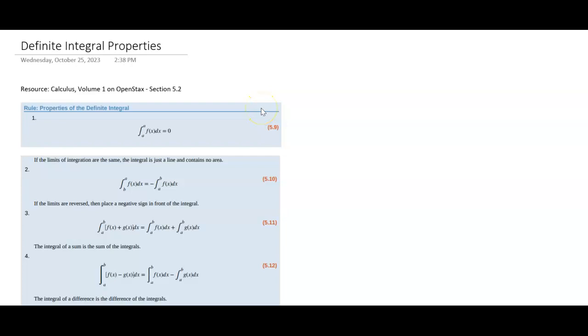Just like many other areas of mathematics, there are some properties for definite integrals that you want to make sure that you know. The first property is that if you have the same bounds, so you take a definite integral from x equals a to x equals a, that integral is going to be 0. The reason is if you aren't going anywhere on your x-axis, you have no area. So there is no area, there is no definite integral if you go from x equals a to x equals a.